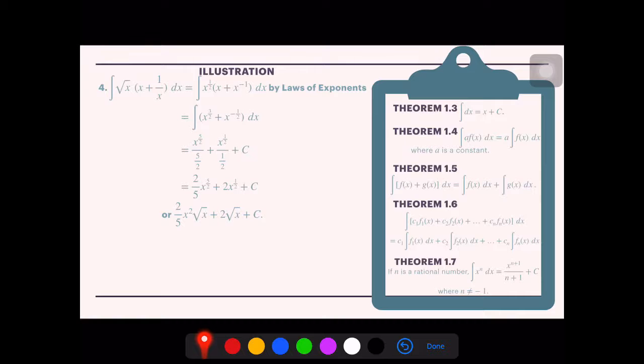Now applying theorem 1.5, we'll now have this. Since we now have exponentiated terms, clearly we are to use theorem 1.7. So adding 1 to the exponent 3/2, we'll now have 5/2.